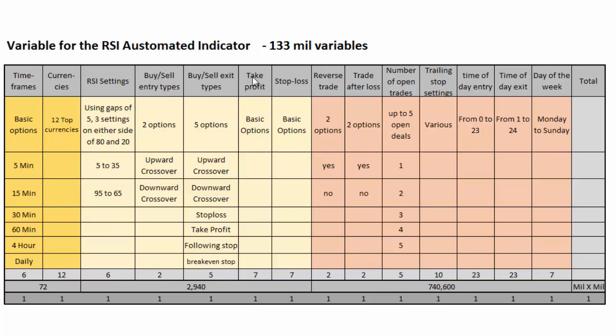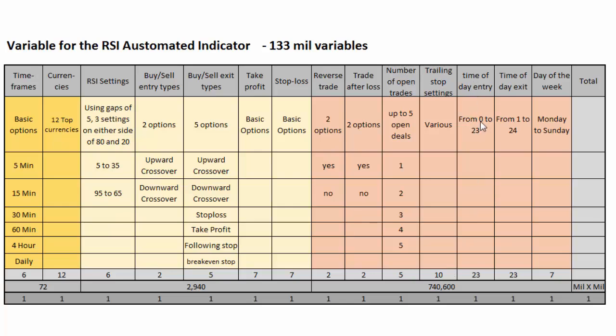The break even and trailing stop are 1, so there are 5 there. Then the number of settings you can have for take profit and stop loss, there are a number of settings. I've been conservative, saying there are 7 variables there. And then reverse trade, you can either say yes or no. A trade after loss, again you can say yes or no. Number of open trades, you can choose any number. I've said that you can choose up to 5. Trailing stop settings, there's a number of variations. Again, I've been conservative and listed 10.